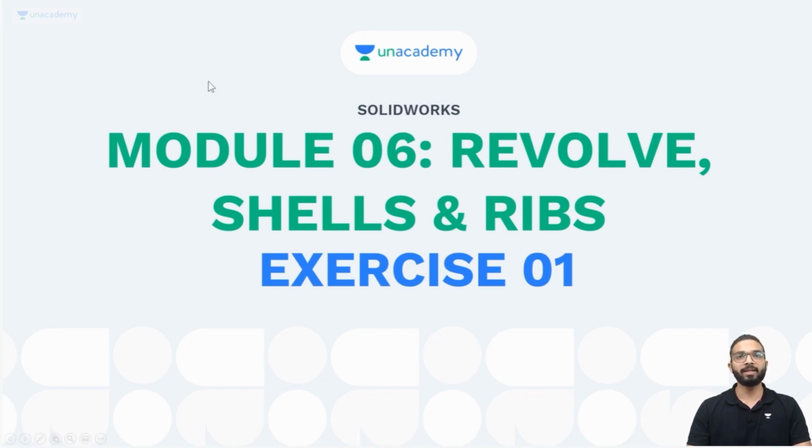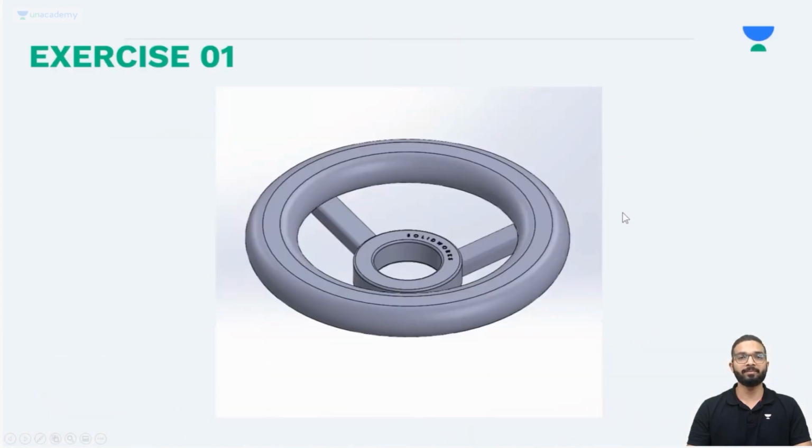Let's take a look at our model for this exercise. Here you can see that we have a simple steering wheel. This would be generated using Revolve. And the spokes of a steering wheel connecting the boss to the outer wheel would be developed using sweep. And also we will be taking a look at how to emboss this title over here that says SolidWorks on our components. Let's move to SolidWorks and get started with our exercise.